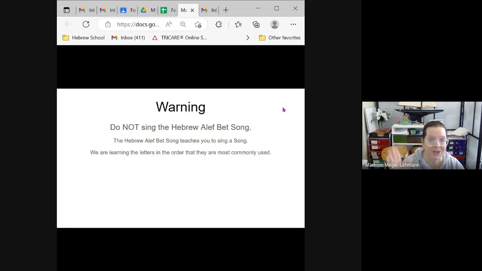Okay, I always give my adults a warning, especially if you have children. Do not sing the Alef-Bet song. The Alef-Bet song teaches you to sing a song, not identify and recognize the letters.